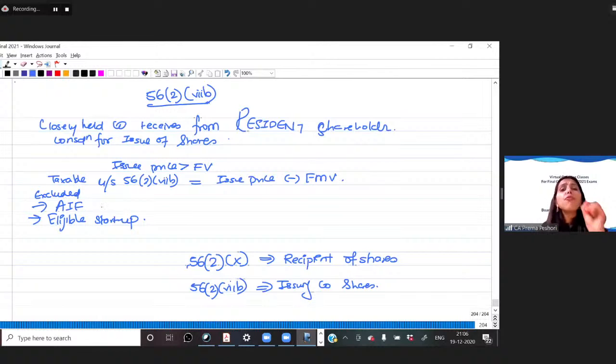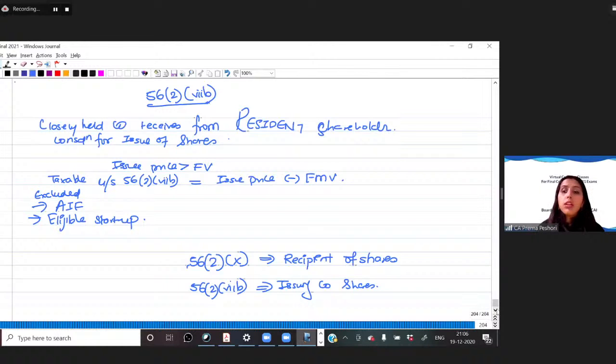A startup who fails to satisfy any condition, then in the year of violation, what will happen? It will be taxable under section 56(2)(7)(b). Clear? It will be considered as deemed income under 56(2)(7)(b). Also, it will be considered that there was misreporting of income, on which 200% penalty would be charged. 200% of the tax payable will be charged as the penalty. Clear?